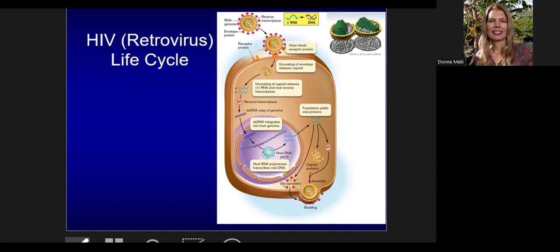You don't have to know which virus does what. It's just important that you realize that there's logistics that the virus has to deal with in terms of all the steps of replication when you deal with a more complicated animal cell like this.